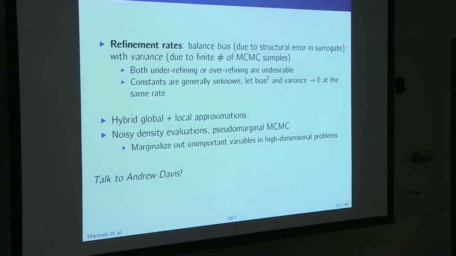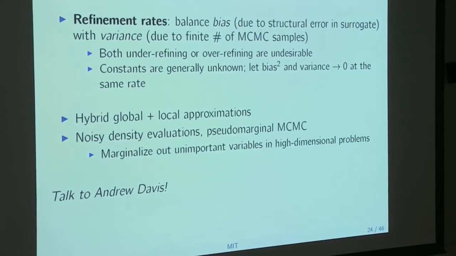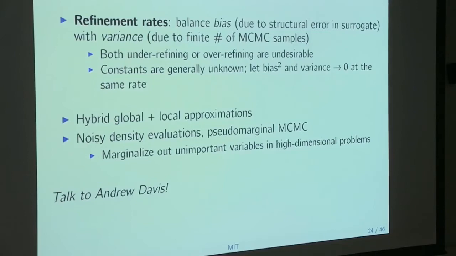So, ongoing efforts. One issue is that we're refining the model with some sort of random refinement strategy or various kinds of error criteria. But in general, you'd like to balance the bias and the variance. You'd like to refine the model approximation at a rate such that you don't make the model too good too quickly, and you don't want the model to take too long to become good. How to balance these rates is something that we're working on.